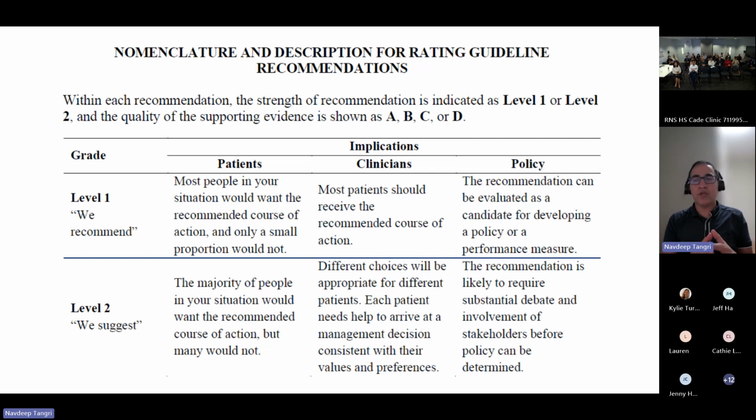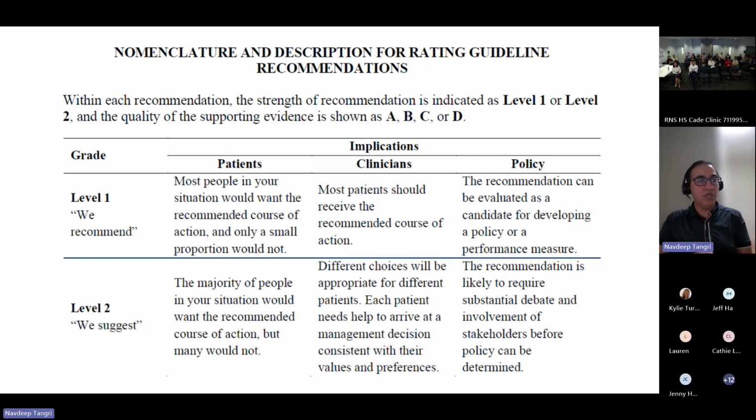So I do want to give this bit of a preamble in the guideline. I was part of a very hard-working guideline group with representatives from all over the world. And we had a lot of debate about a lot of issues, but ultimately we almost came to consensus on everything. And what drove our consensus was this GRADE framework, that level 1 means we recommend, level 2 means we suggest. And to recommend means that 80% plus of patients should receive the recommended course of action. So that's you as a clinician should be doing this for more than 80% of your patients. And in fact, this recommendation could almost be a policy or performance measure.